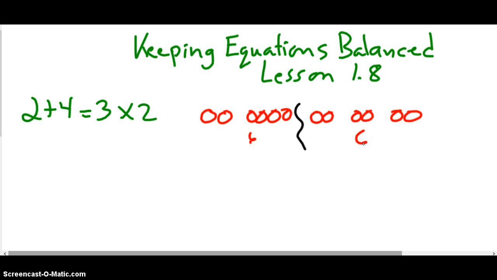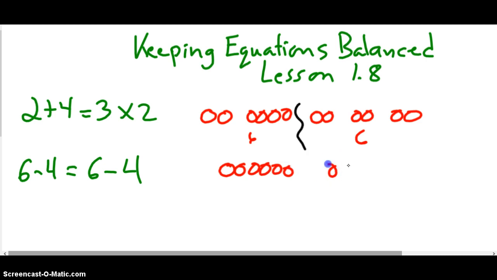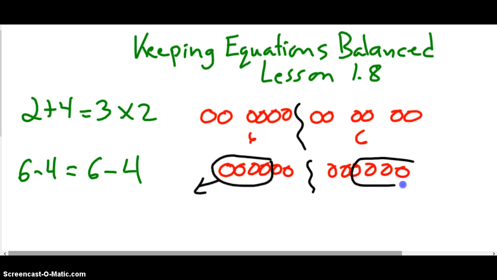First, Jackson subtracted 4 from each side. So, Jackson went 6 minus 4 equals 6 minus 4. So let's draw that again with the counters, and put our squiggly line. He's going to subtract 4 from each side. So take those 4, get rid of them. Take those 4, get rid of them. How many does he have left now? 2 on each side. Balanced.